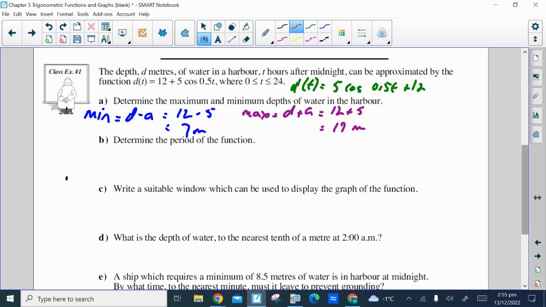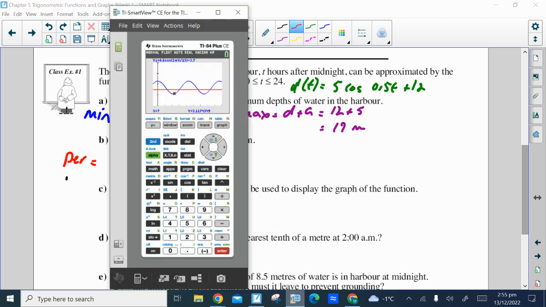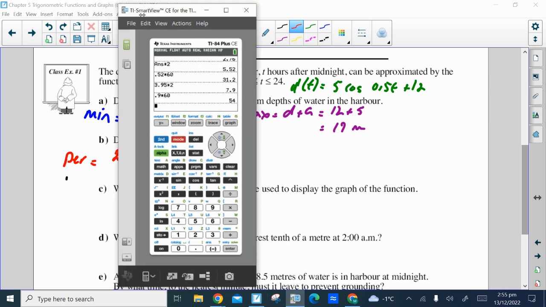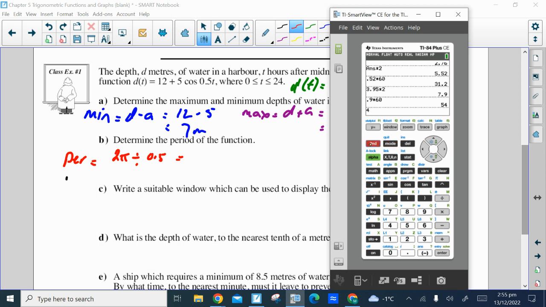The period of the graph, well, period is always 2 pi divided by b. And in this case here, our b value is a half. So if we go 2 pi divided by a half, which is the same as multiplying by 2, or 4 pi, 2 pi times 2 is 4 pi. This is a more accurate number for the period of the changing tides. 12.6 hours approximate.